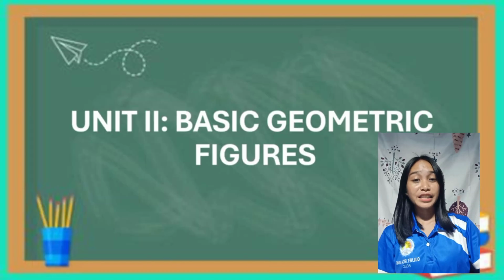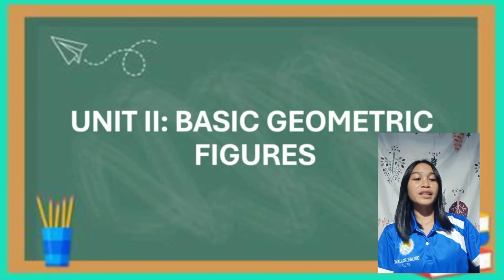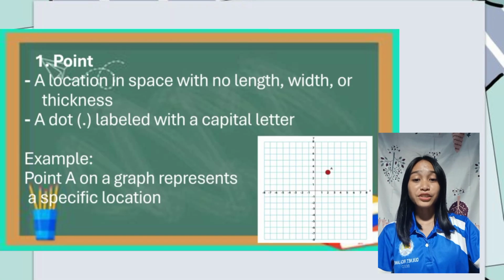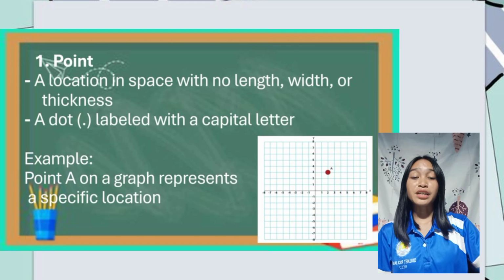Now, let us proceed to Unit 2, Basic Geometric Figures. It involves point, line, and plane. So when we say point, this is a location in space with no length, width, or thickness. A dot labeled with a capital letter. For example, point A on a graph represents a specific location.